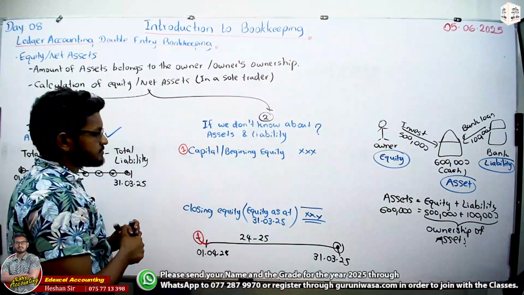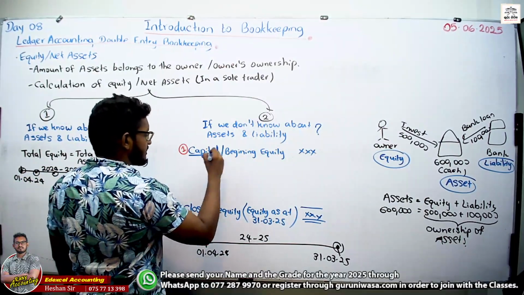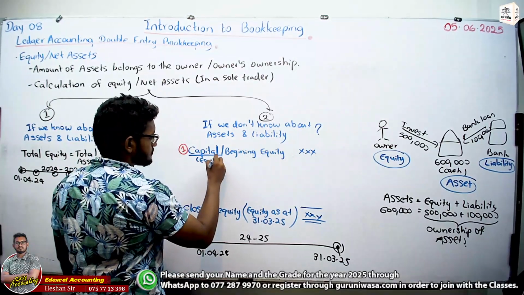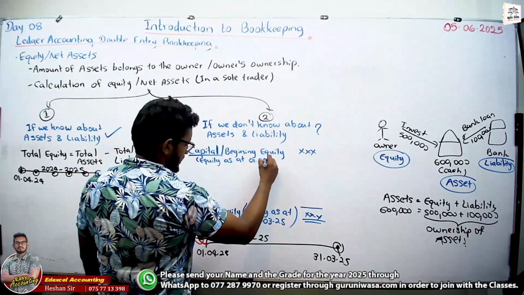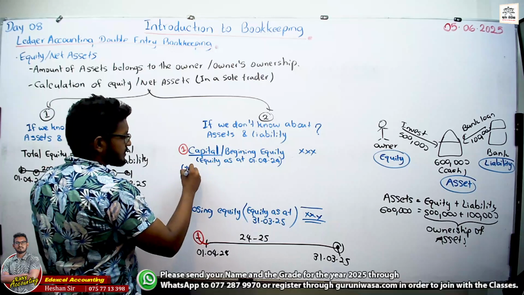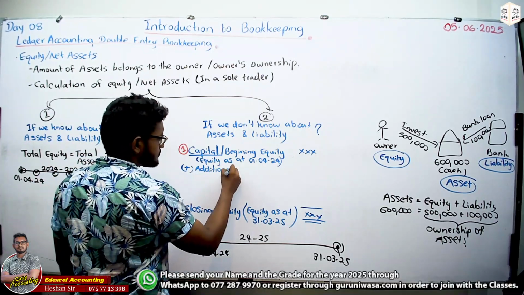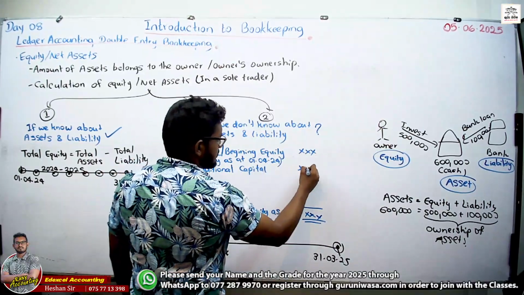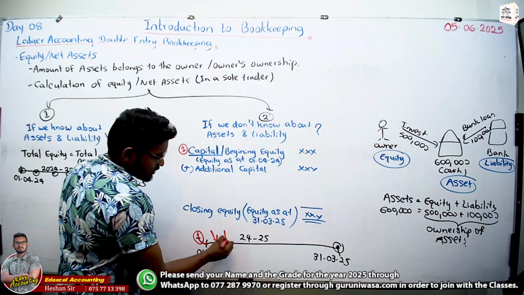Another name for the opening equity is capital, which means equity as at 1st April 2024. To that we add additional capital. What is the term called additional capital? When the owner invests something into the business as an addition during the period.